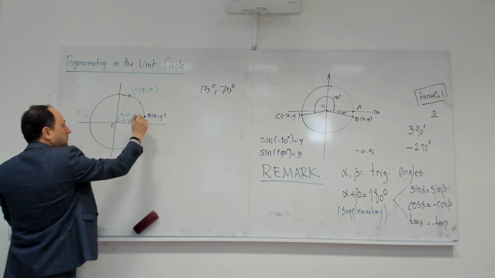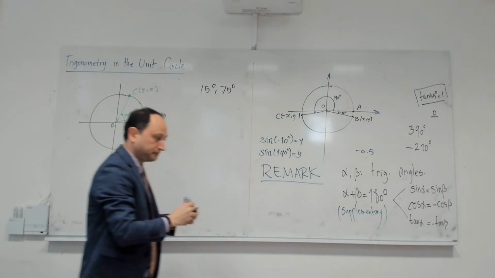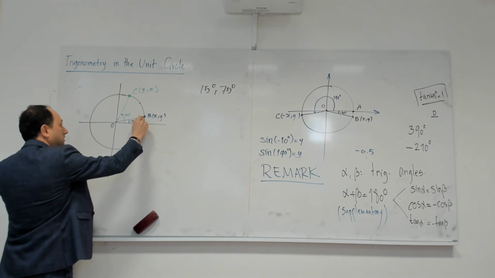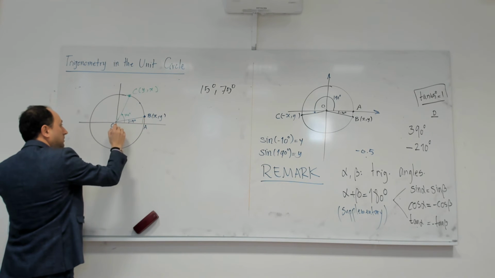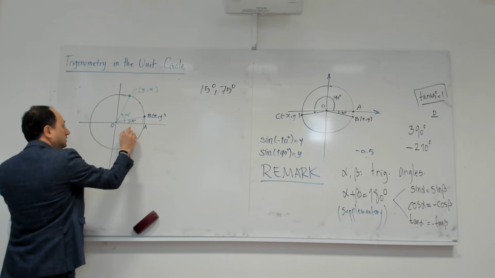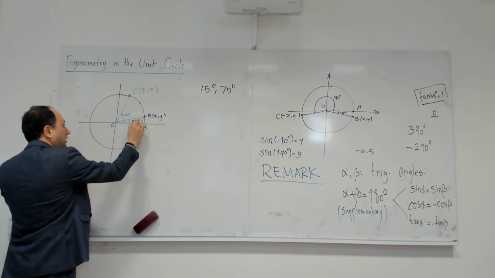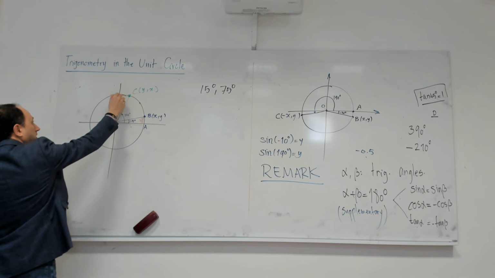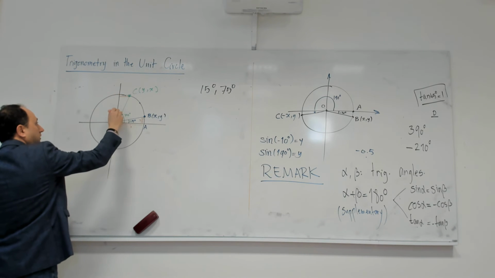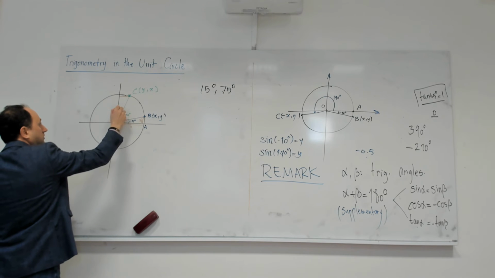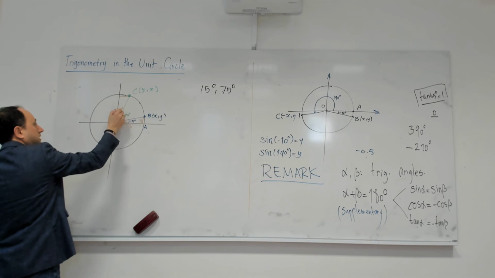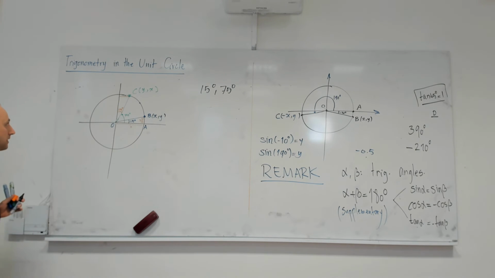When I say x, what do I mean in this picture? I mean from here to here, yes? From here to here is x. From here to here is y. Now, look at this triangle here. First of all, if I ask you what this angle is, what is your answer? 15 degrees. Because from here to here is 75, the whole thing is 90, so what is left over for me is 15 degrees.